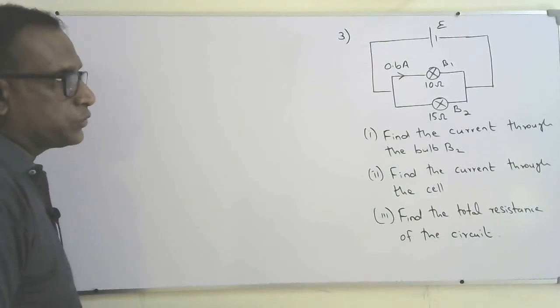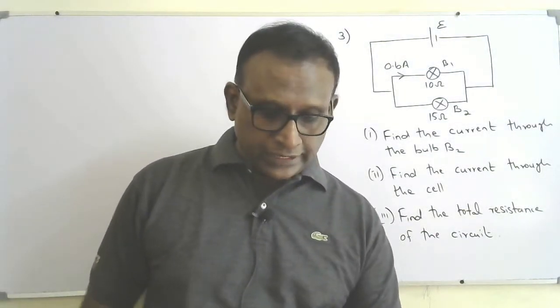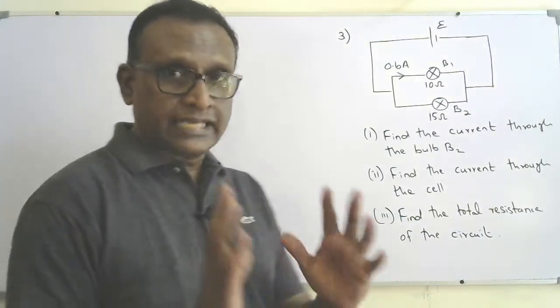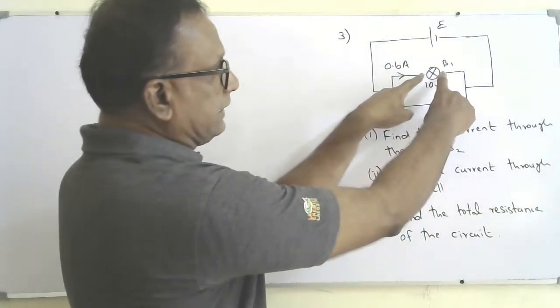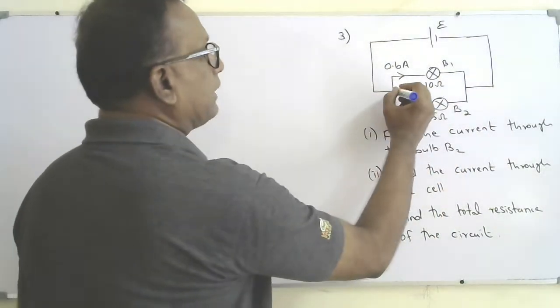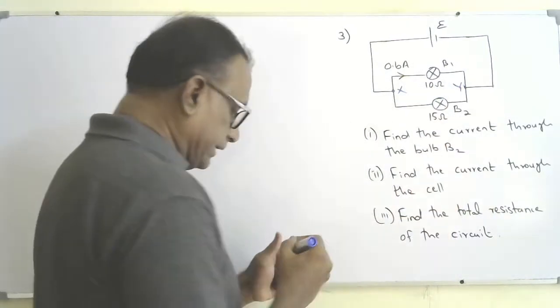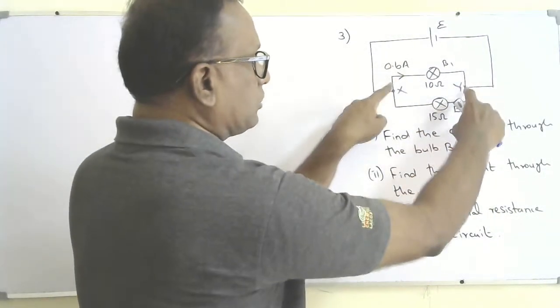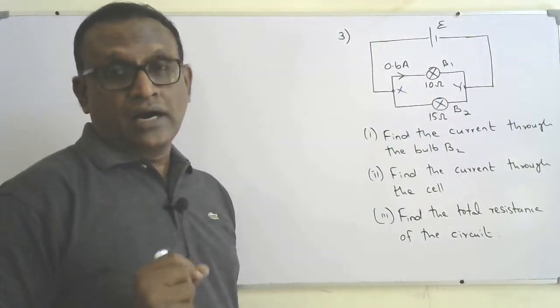Okay, so this is the third question. There are two bulbs. They are connected in parallel. How do I know they are connected in parallel? You can see, I explained that in the fourth lesson also. You can see that they are directly connected across two junctions. I can name them X and Y. So the bulbs V1 and V2 are directly connected across the two junctions X and Y. So they are in parallel.